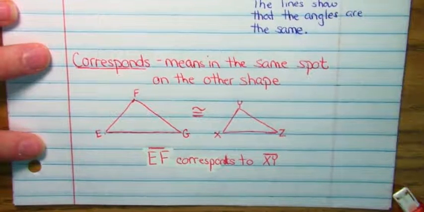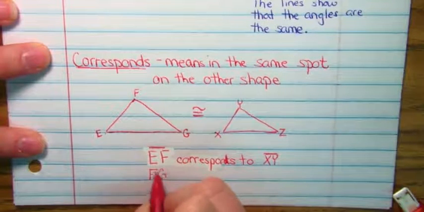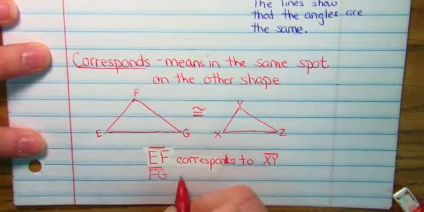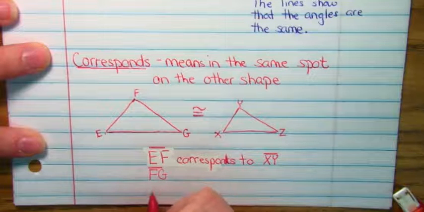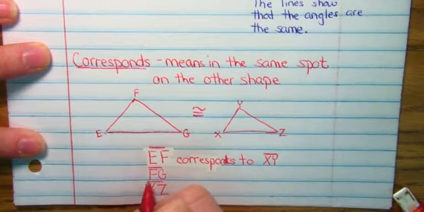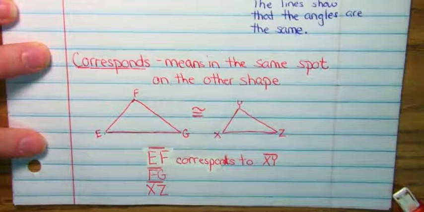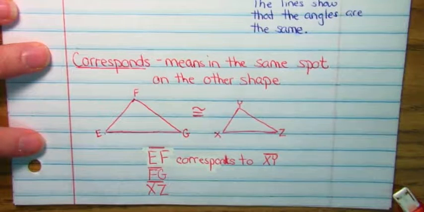I would like you to pause for a minute and go ahead and write 2 other things. I'd like you to write down what corresponds to line segment F to G. I would also like you to tell me what corresponds to X and Z. So take a minute, pause, and answer those questions. What corresponds to each of these line segments?